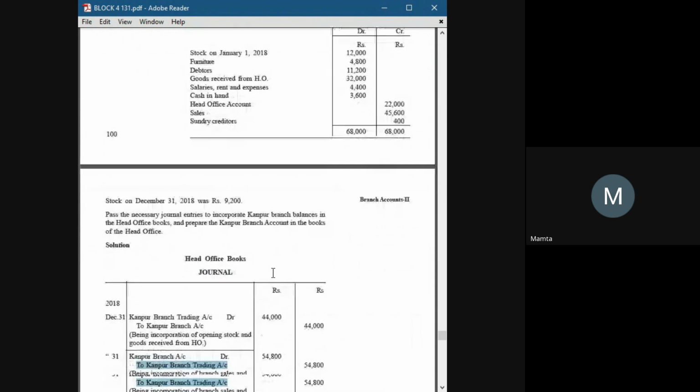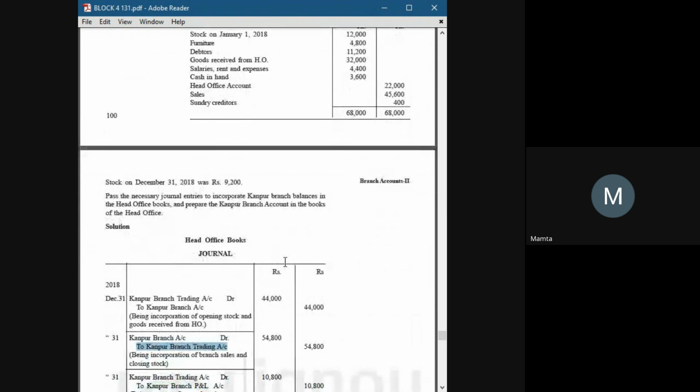54,800. Kanpur branch trading account 9,200. Add this, and this is the opening stock 12,000. Goods received from the headquarter must have been sent to the debit side. When we add both of these, we get 44,000.